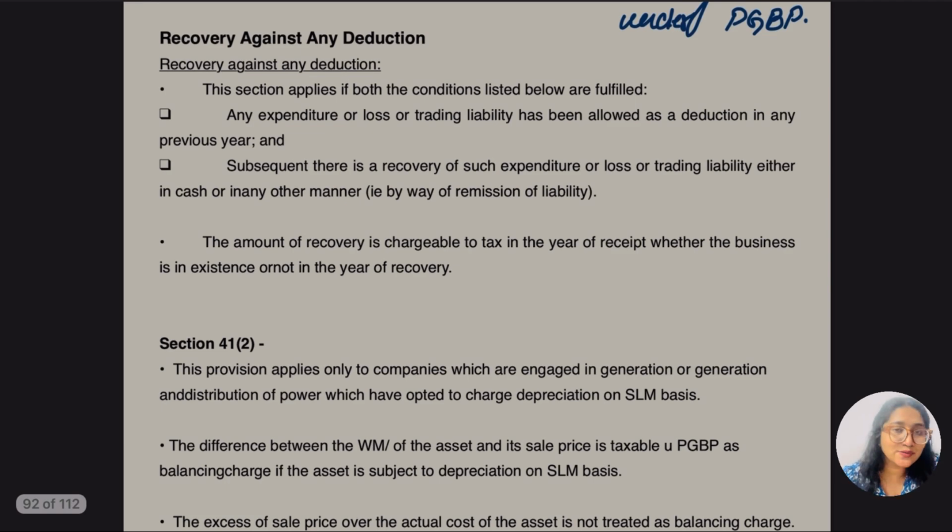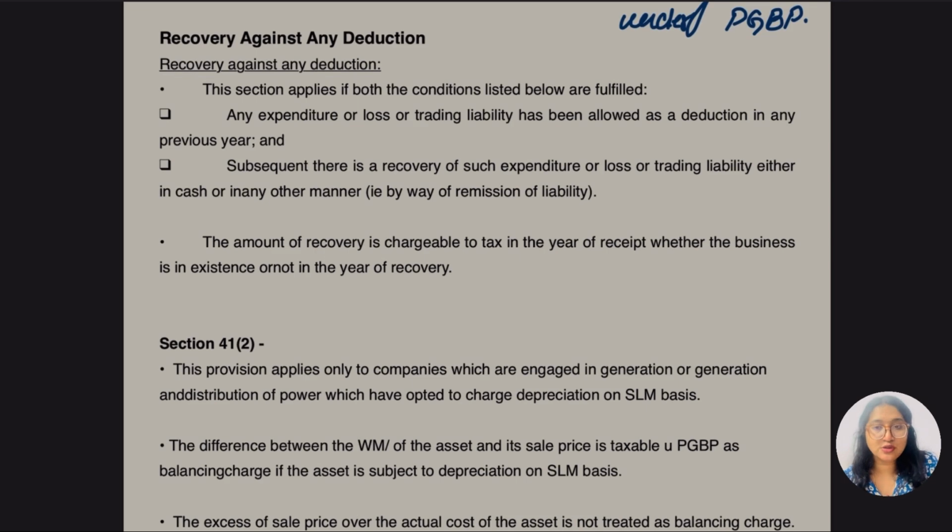Okay. As we have read in section 36, what about the bad debt, what is going to be the treatment? Are we going to get the deduction? Yes, we are going to get the deduction. What about the provision for doubtful debt or the bad debt? Are we going to get the deduction? No. These were the things which we already discussed in section 36.